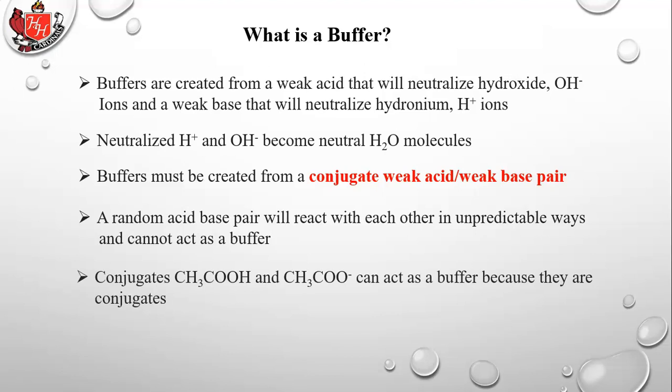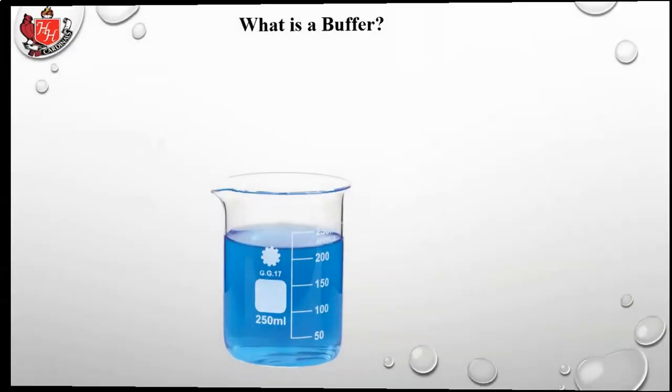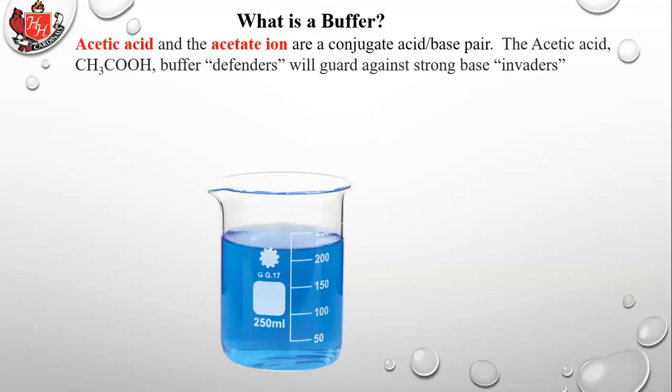Acetic acid and the acetate ion can act as a buffer because they're conjugates. The weak acid, acetic acid, CH3COOH, and the fluoride ion, which is a weak base, cannot act as buffers because they're not conjugates. They will react with each other. Acetic acid and the acetate ion are a conjugate acid-base pair. The acetic acid, CH3COOH, buffer defenders will guard against the strong base invaders.